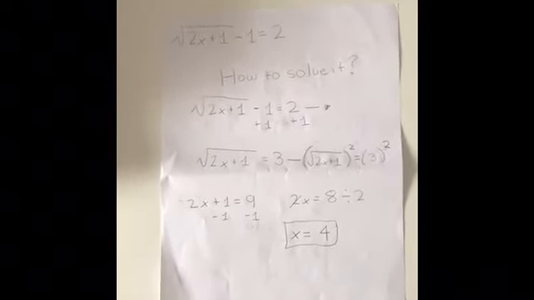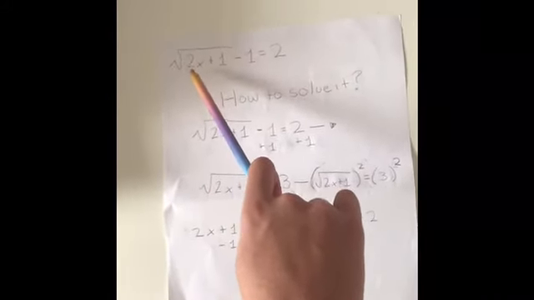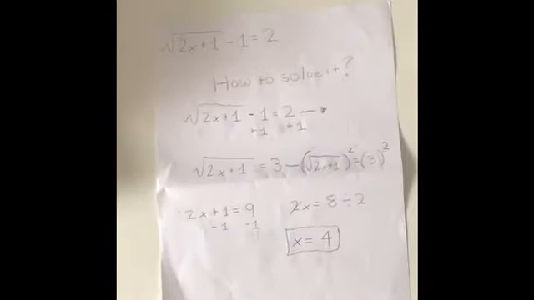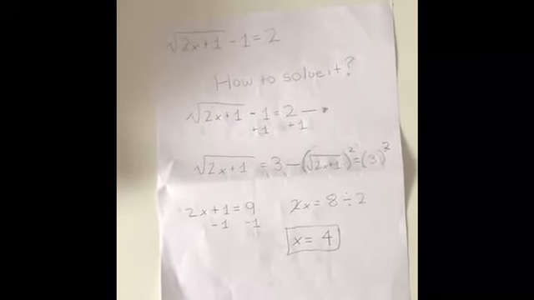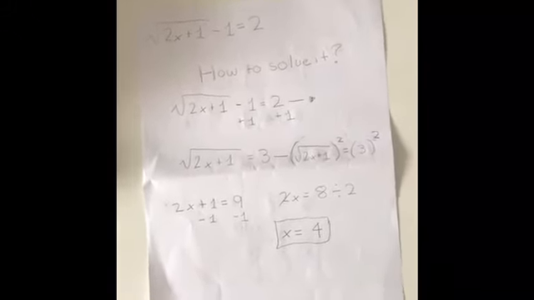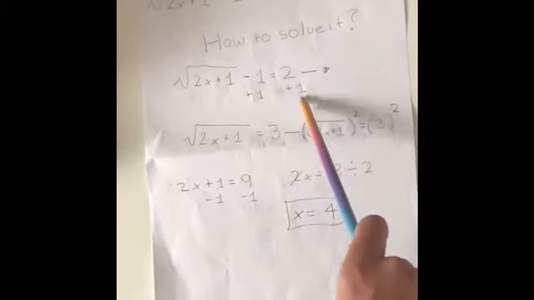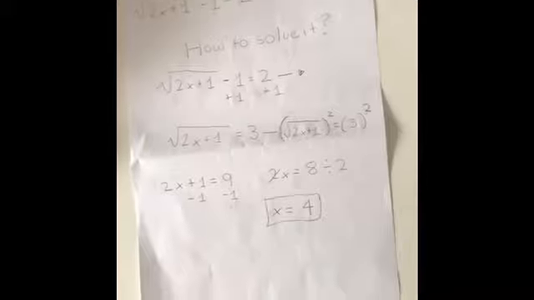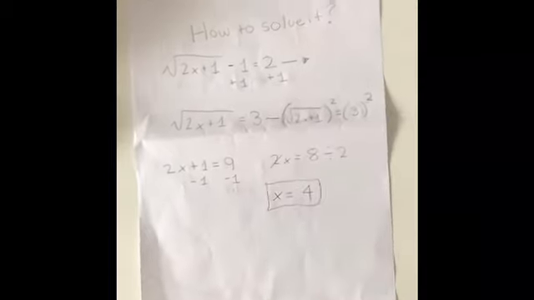The second problem that I chose of solving radical expressions is square root of 2x plus 1, minus 1 equals 2. When you see this problem, you probably are thinking, oh my god, I'm screwed, I'm going to get an F in my test. But I'm going to teach you. Calm down. First, to solve this problem, you need to add 1 to both sides. So negative 1 plus 1 equals 0. And 2 plus 1 equals 3. So now I am with square root of 2x plus 1 equals 3.